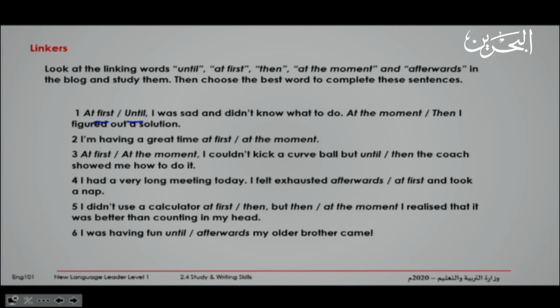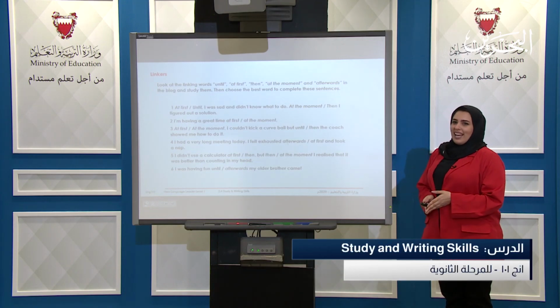I'm having a great time at first or at the moment. At first or at the moment, I couldn't kick a curveball, but until or then, the coach showed me how to do it. I had a very long meeting today. I felt exhausted afterwards or at first and taken up. 5. I didn't use a calculator at first or then, but then or at the moment I realized that it was better than counting in my head. The last one, I was having fun until or afterwards my older brother came. Now you have 3 minutes to do this activity.